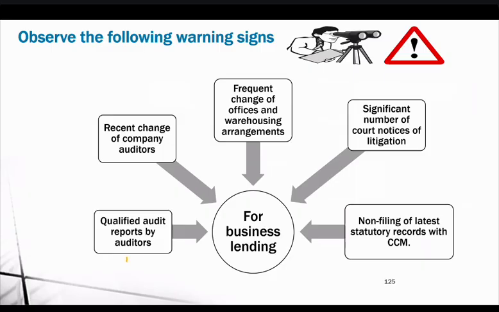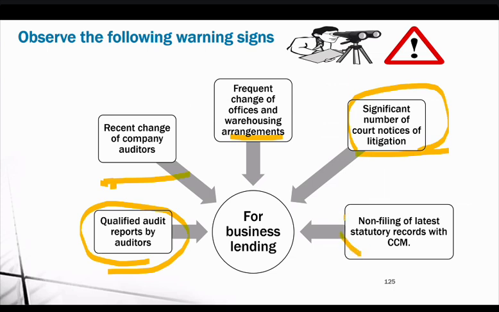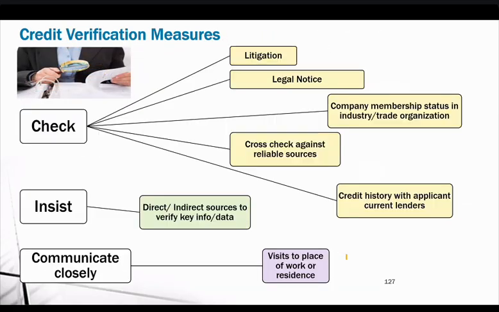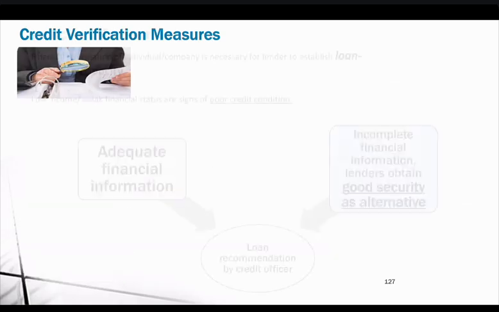Take note for business lending, qualified is no good. If you want it to be unqualified, changing your auditor is also a bad sign. So these are all warning signs: changes in the arrangements in office and warehouse, significant number of litigations, and non-filing of latest statutory records at CCM. You want to obtain all of this relevant information, check all of it, insist on direct and indirect sources, and communicate closely, with visits to places of work or residence.